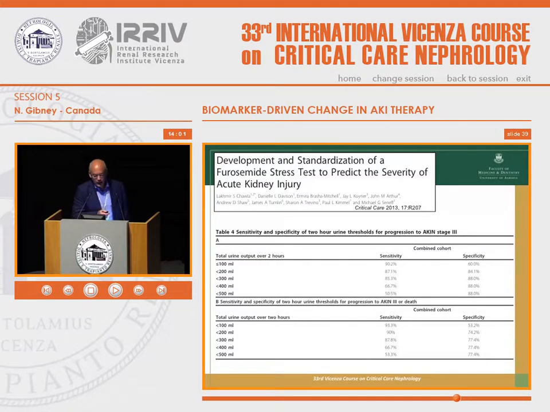And they looked at the amount of urine that could be generated following the furosemide stress test. The lower the amount of response, the more sensitive and the more specific the test was, both for progression to KDIGO stage 3, but also for mortality.